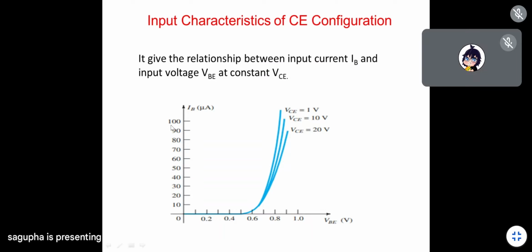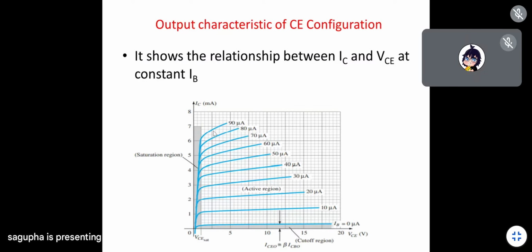You can see this IB is my input current and VBE is my input voltage. And we have to keep this VCE constant. For different values of VCE, we are getting this input characteristics graph. Okay. This is what you have to do today. All of you got it? Yes, ma'am.